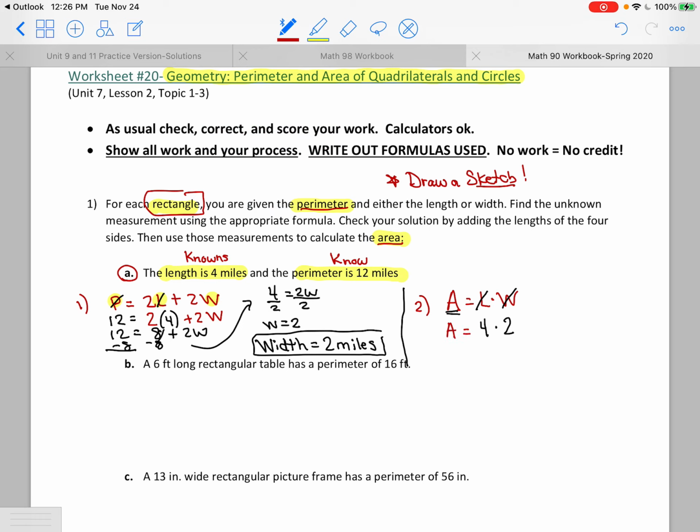And we have to be careful here. I oftentimes don't use my units in the actual math problem. I find that they get in the way, so I don't really like to use that. But if we're thinking about this, we're really saying the area is equal to 4 miles times 2 miles. And we know miles times miles is going to give us 8 miles squared. So this is going to give us 8 miles squared. Remember that we don't square the 8, we square the units.